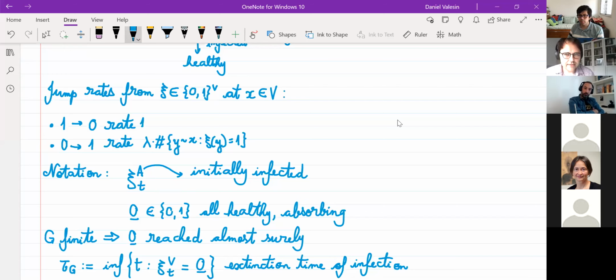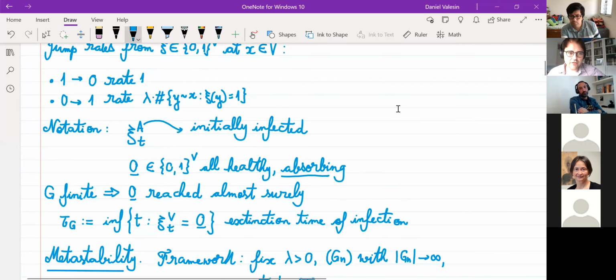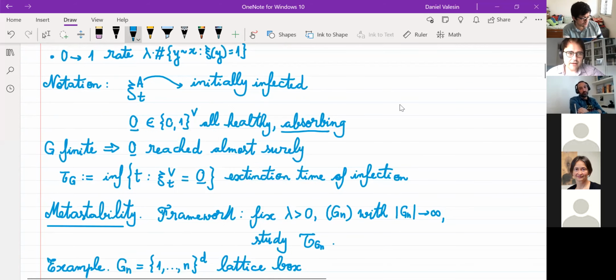And here I'll write 0 with an underline for the configuration in {0,1}^V where everybody's healthy, and this configuration is of course an absorbing state for the dynamics. At any point in time, if everybody's healthy, then the system stays that way. One easy observation is that if you're running the process on a finite graph, then this all healthy state is reached with probability 1.